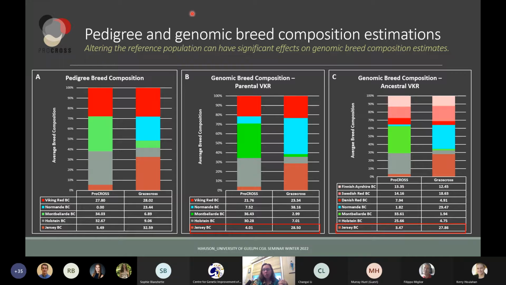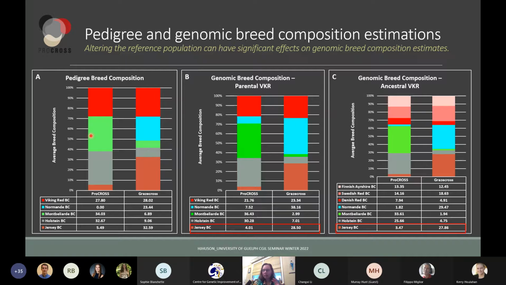This is jumping into the ProCross data set that we've done more work on. And one of the big things that we've assessed in this ProCross data set is, when you do genomic breed estimations, a lot of this work is using admixture software, where we have our crossbred animals and then you have your purebred animals that you are using as reference populations. And those reference populations are what we're using to figure out the breed composition of our crossbred animals.